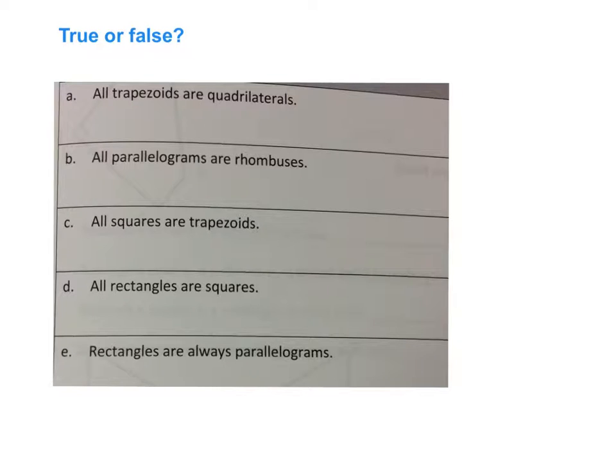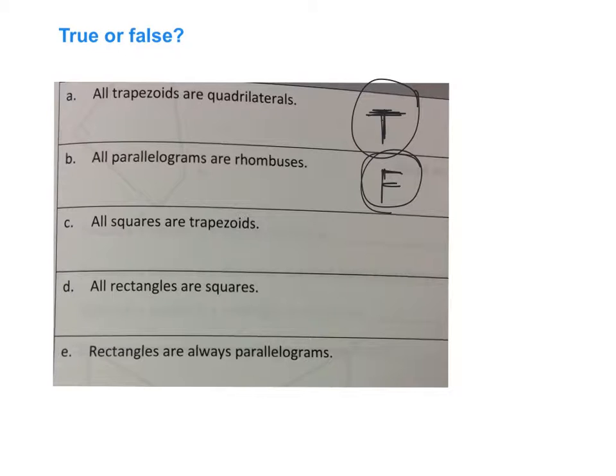True or false time? Ready? True or false? All trapezoids are quadrilaterals. True. Because all trapezoids have how many sides? 4 sides, and so that means they're all quadrilaterals. True or false? All parallelograms are rhombuses. False. How could we change this statement to make it true?